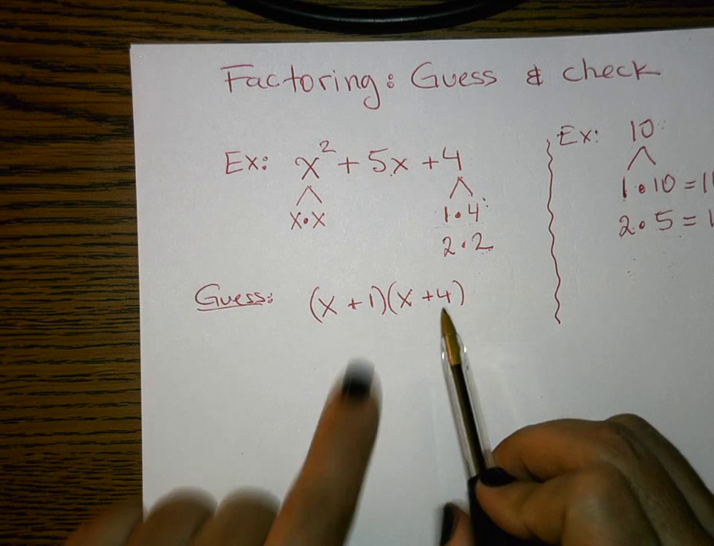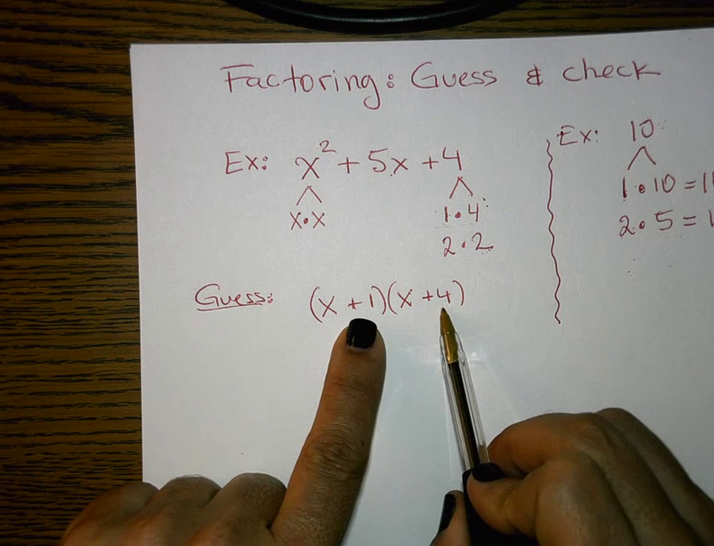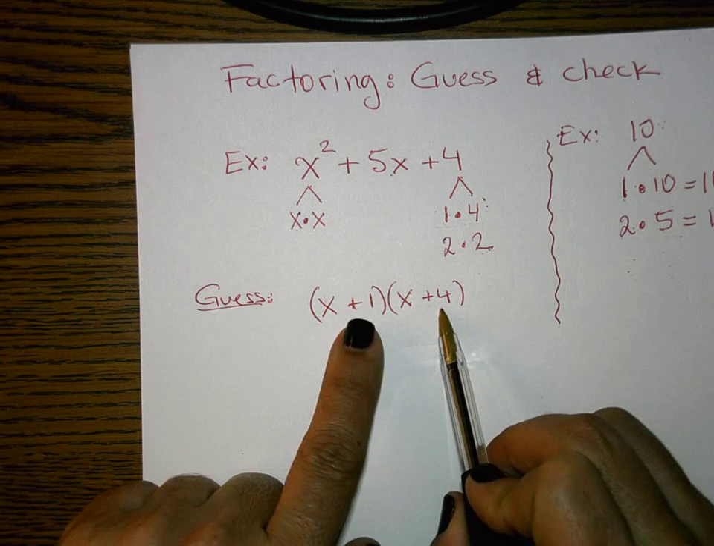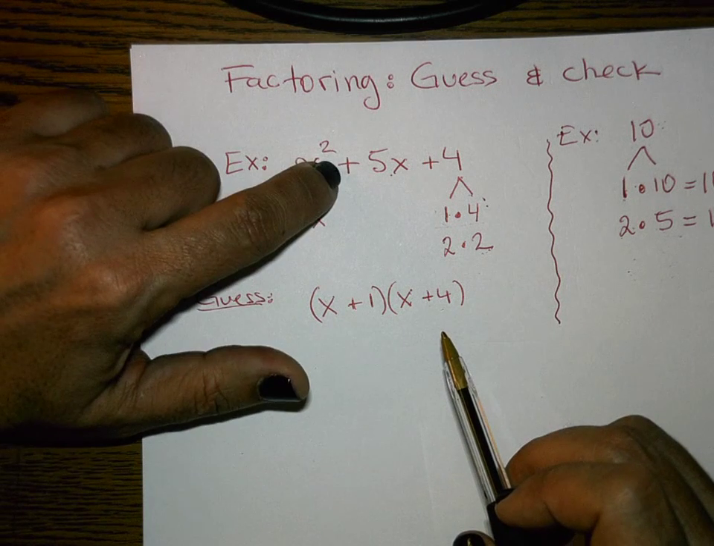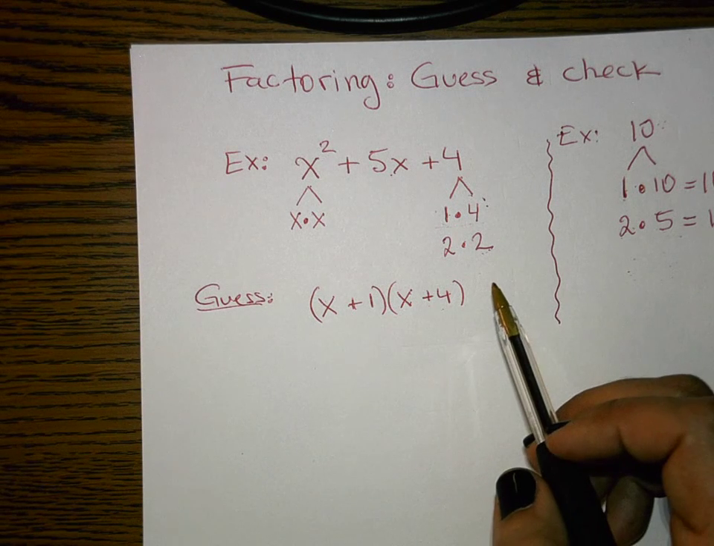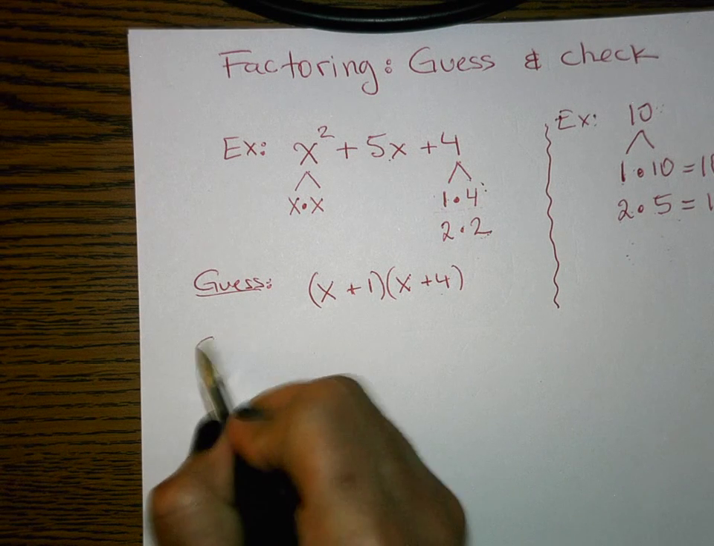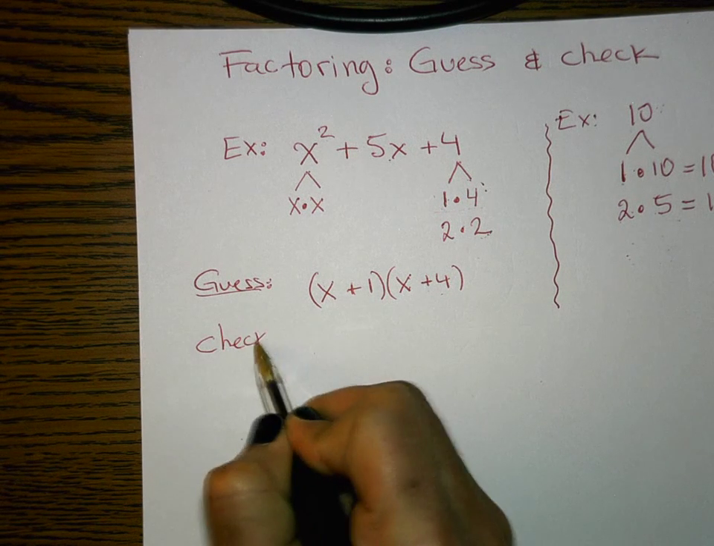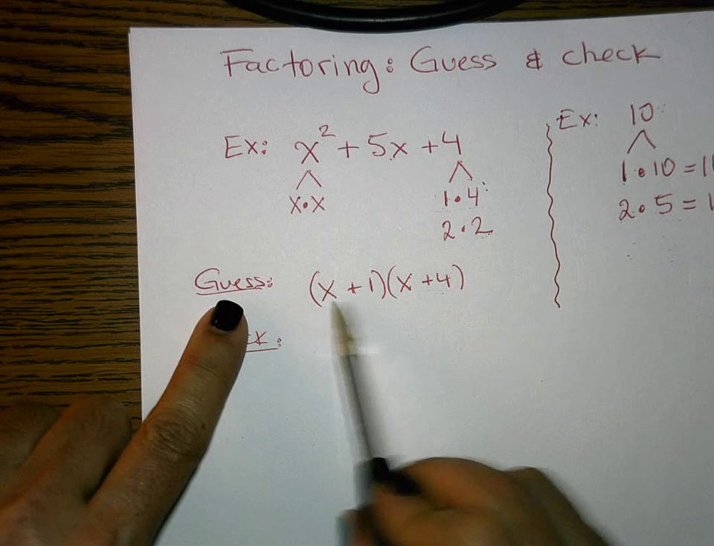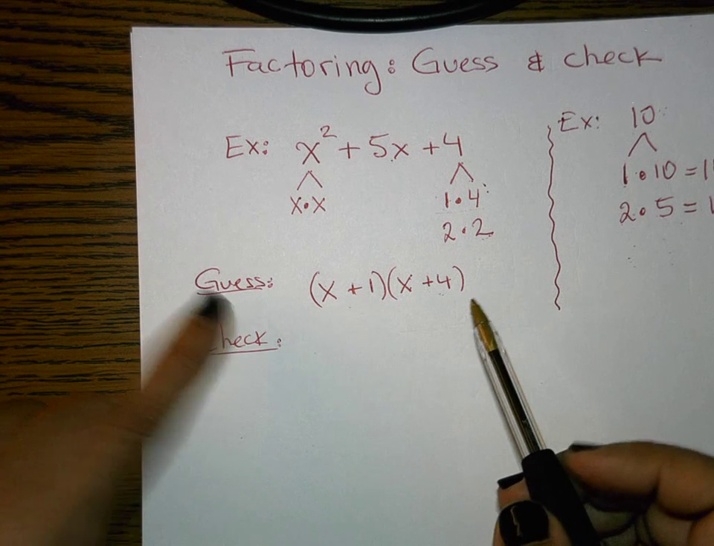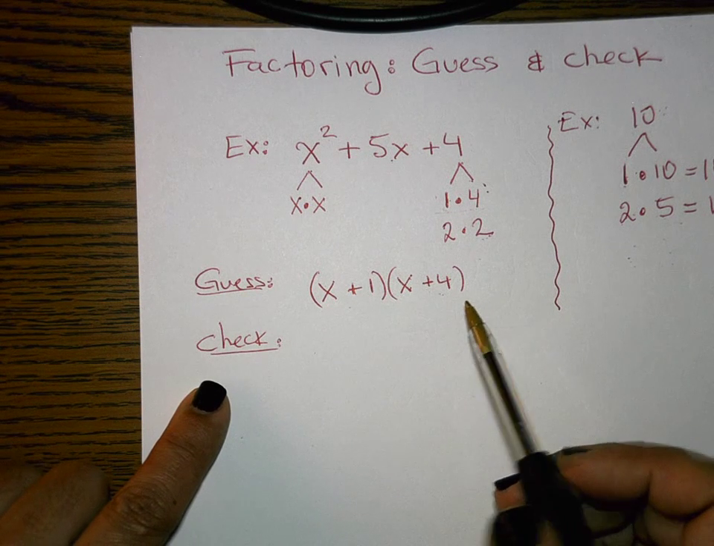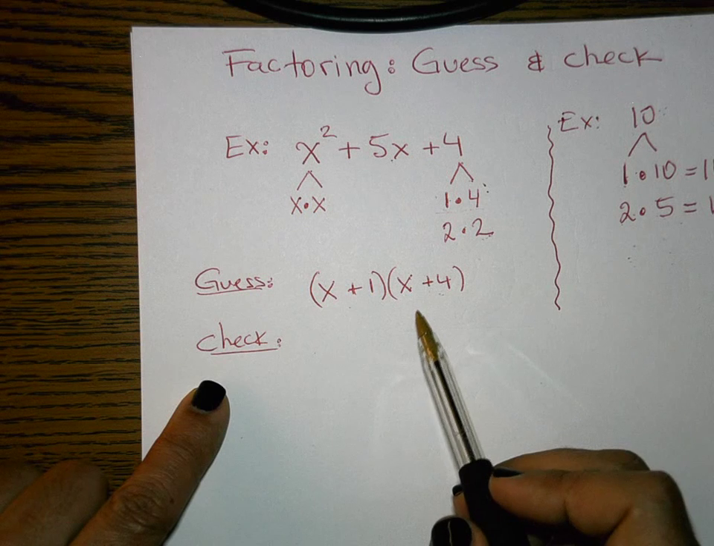The reason why I am considering positive 1 times positive 4 is because I know I have a positive middle term. I wouldn't consider negatives at this moment. So here's the checkpoint now. We guessed that that's the setup of the factors. Now we need to check to see if these are the orders that we want to keep.